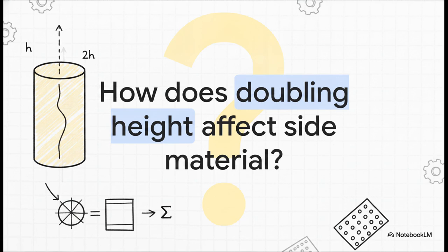The formula for the total surface area of a cylinder is S equals 2 times pi times radius squared plus 2 times pi times radius times height. The first part covers the flat top and bottom circles, and the second part, the 2 pi r h, covers the curved side. So here's the challenge for you. If a client comes in and asks us to double the height of this drum, how exactly does that affect the amount of material needed for just that curved side?